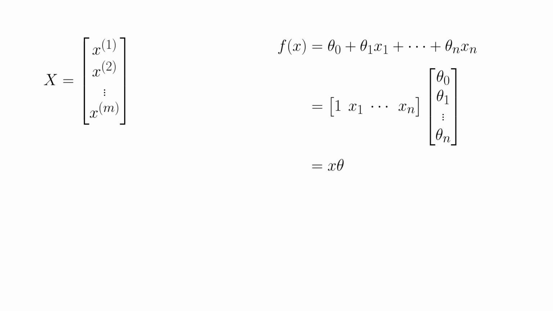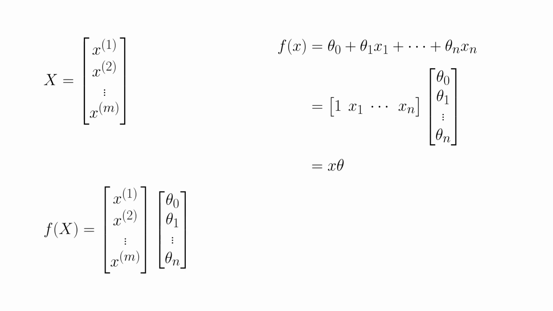This is a simplified way to write our bias value theta 0 into our formula by adding a new entry x0 equals 1 to our feature vector. And to perform predictions of m samples at once, we can use f of big X equals big X times theta, where the ith element of the output vector would be the predicted yi.